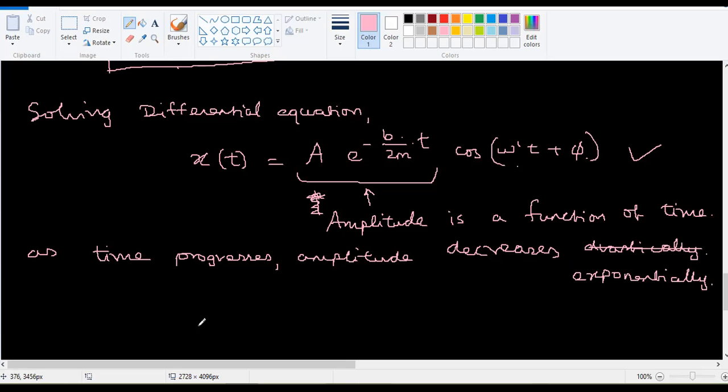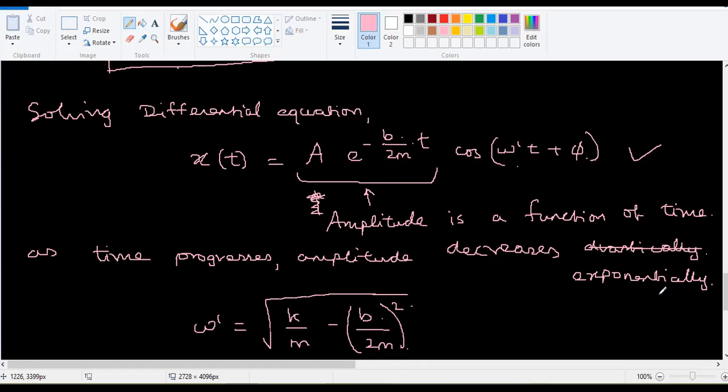Omega dash is the square root of k by m minus b by 2m, the whole square. So what this means is, listen carefully, as the damping constant increases, this value will get smaller and smaller. So as it progresses, the angular frequency omega dash will also change. What do you mean by that?